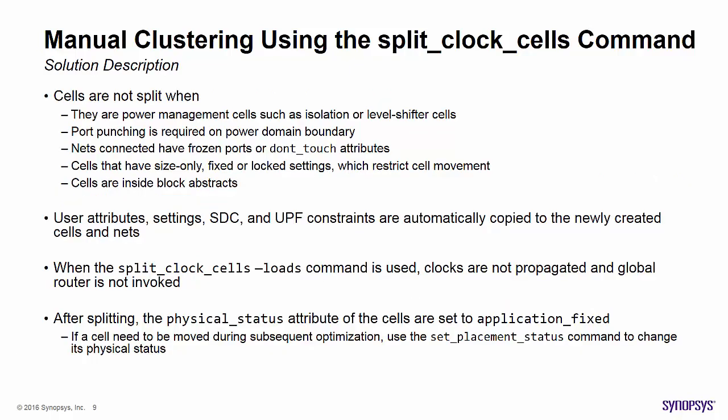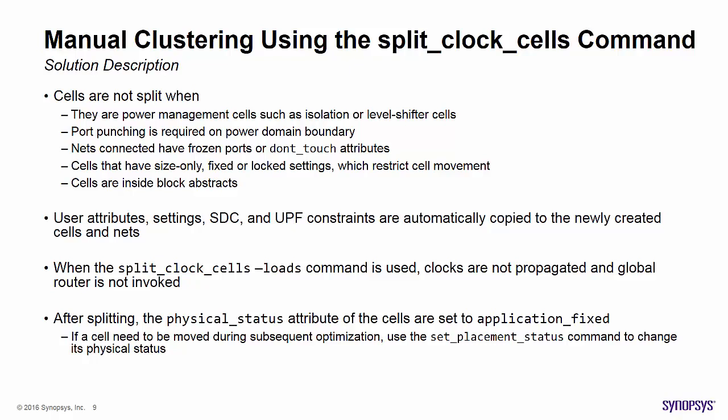There are some special cases where cells are not split. For example, they are not split if the cells in concern are power management cells such as isolation or level shifter cells, or if port punching is needed on a power domain boundary. Cells are also not split if they have net connections with frozen ports or don't touch attributes, or if the cells themselves have size only, fixed or lock settings that restrict cell movement. Cells inside block abstracts are not split.